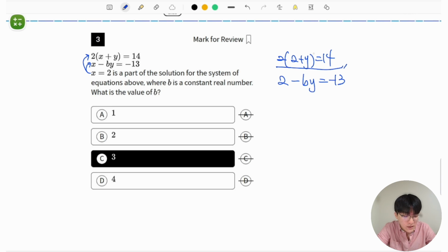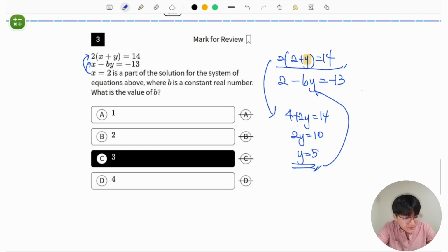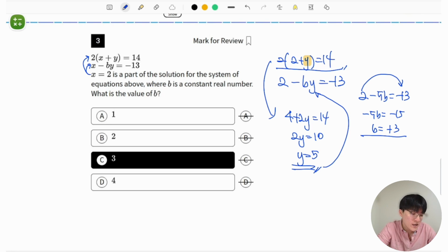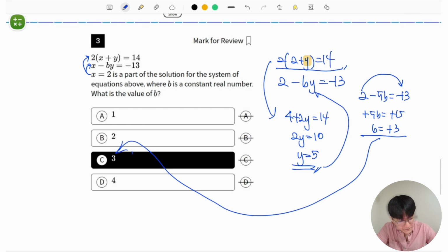Now, the thing we see is here there's only one variable, meaning we can find the value of that variable. Let's actually do that. We get 4 + 2y = 14, and therefore 2y = 10, and therefore y = 5. Plug that back in. Then we get 2 − 5b = −13. Move this to the other side. −5b = −15, and therefore b = −3. Nope, plus 3. Why? Because minus cancel each other out. Okay? Answer choice C.